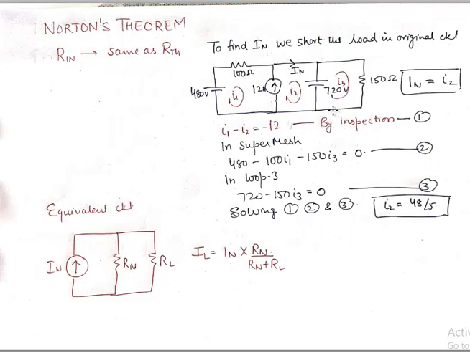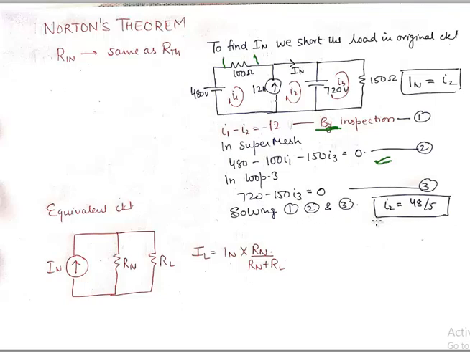So in the first two loops, we see that I1 minus I2 is minus 12 by inspection, and in this super mesh we see that 480 minus 100 I1. So some voltage 100 I1 is dropped here, and some voltage 150 I3 is dropped here. Nothing gets dropped here, by the way. So we get this equation as number 2. And in loop 3, of course, we see that 720 minus 150 I3 is 0.